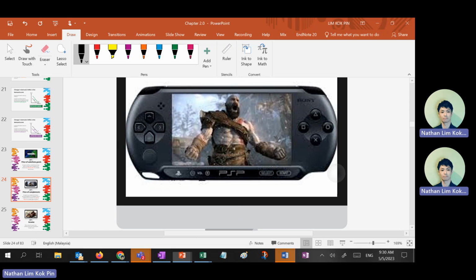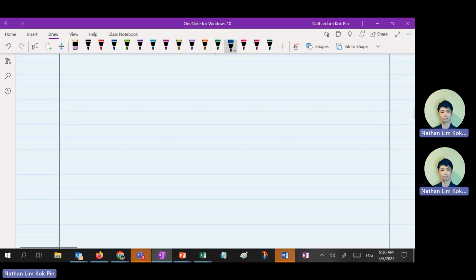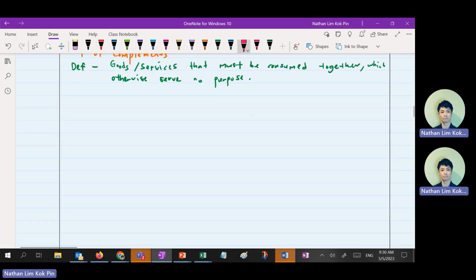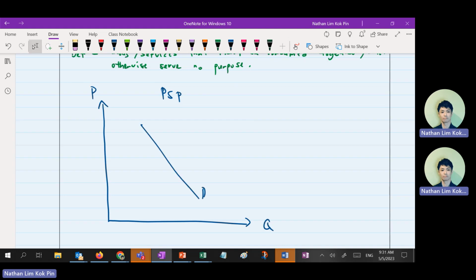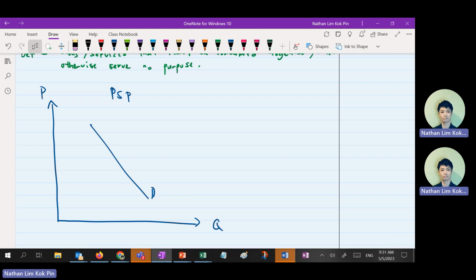Okay, now let me just give you these two diagrams. PSP, still blue color. I have this demand curve, ladies and gentlemen, for PSP, and I have the games. Games can be any color. Games of PSP.